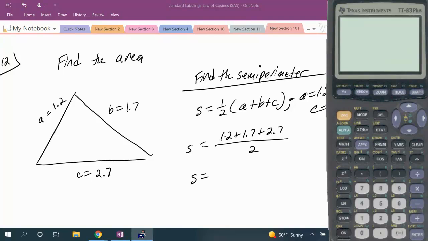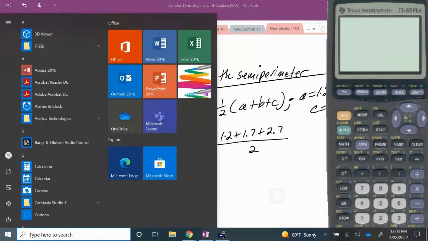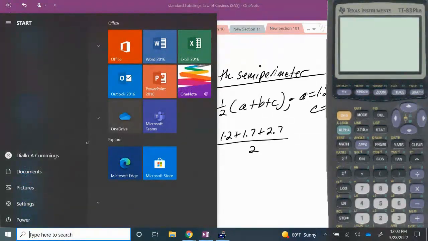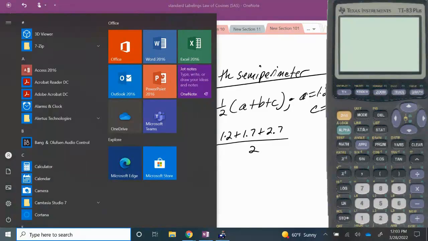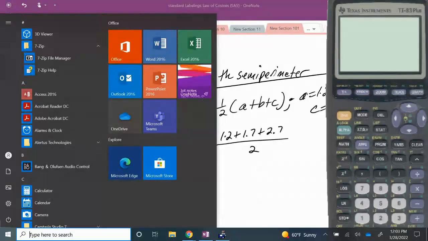And I have to flip my screen around. Okay, and how do I make that go away?